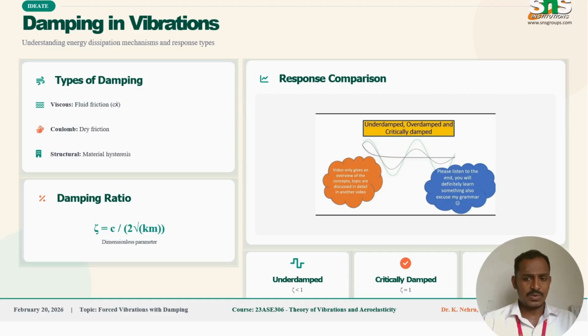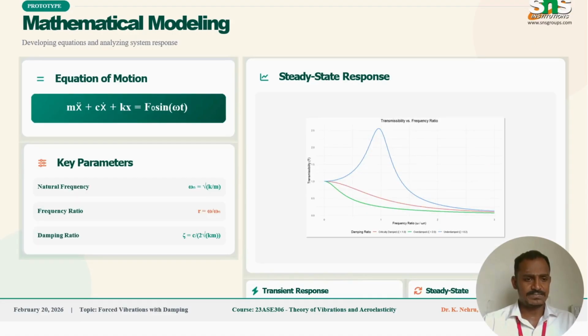Based on the damping ratio, the system behaves differently. In an underdamped system, the oscillation gradually decays. In a critically damped system, there is the fastest return to equilibrium. In an overdamped system, there is a slower return without oscillation. This classification is very important in vibration system design.